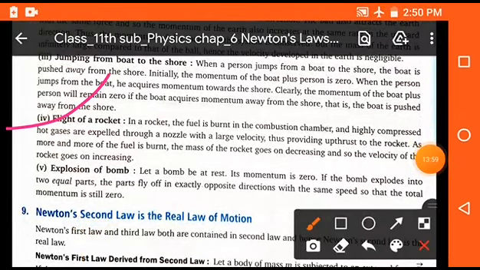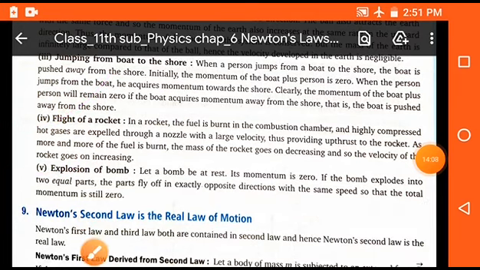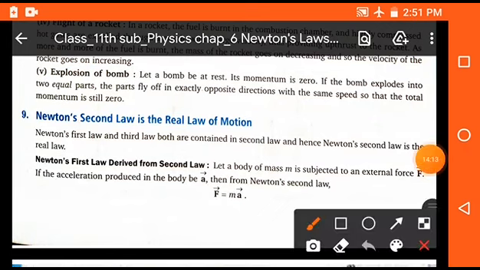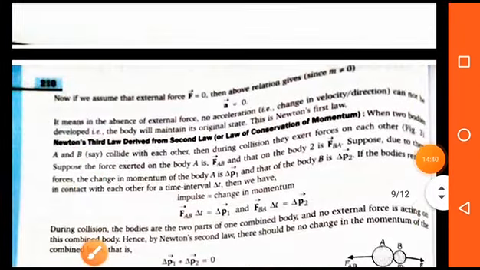Flight of a rocket, explosion of a bomb. These are examples of Newton's third law of motion and the law of conservation of momentum. Now students, Newton's second law is the real law of motion. As I told you at the start of the lecture, Newton's second law gives the definition of force. So we can say that Newton's second law is the real law of force because it defines accurately the motion and the force working on that object. Clear? With the help of Newton's second law, we also define force.